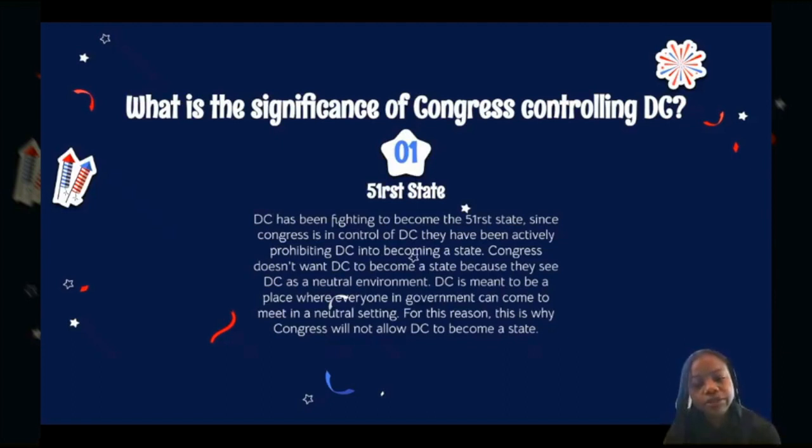DC has been pushing to become a 51st state. Since Congress is in control of DC, they have been actively prohibiting DC from becoming a state. Congress doesn't want DC to become a state because they see DC as a neutral environment. DC is meant to be a place where everyone in government can come to meet in a neutral setting. For this reason, Congress will not allow DC to become a state.